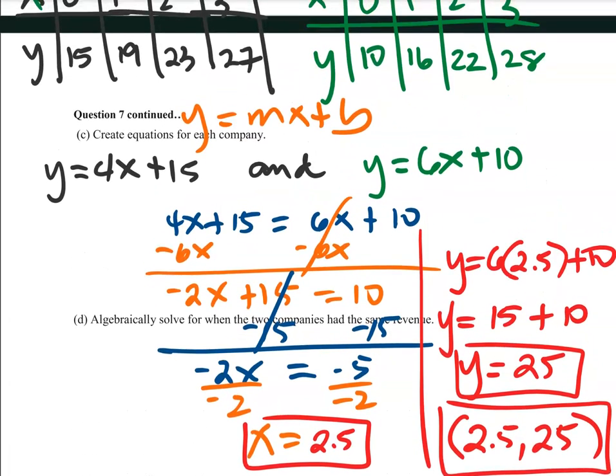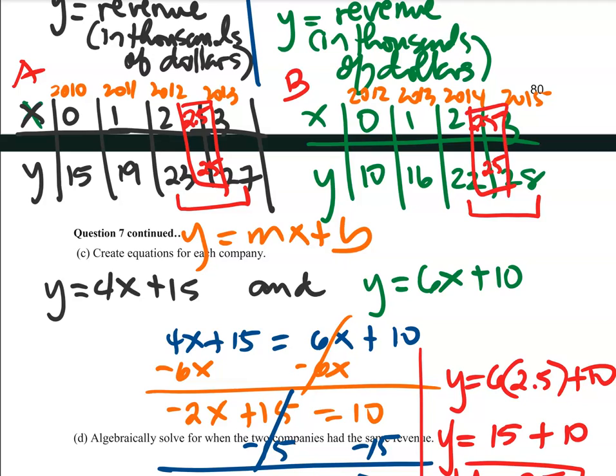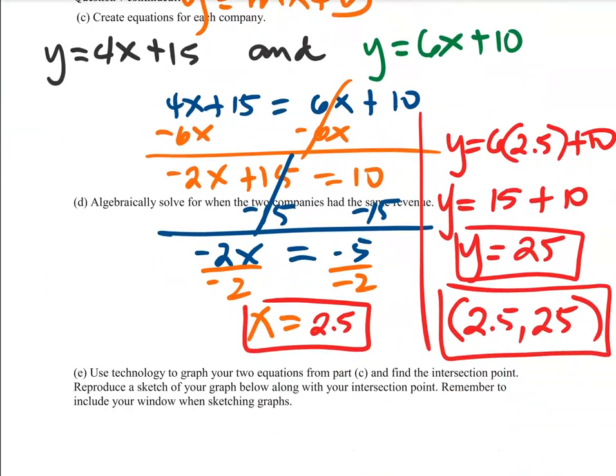And that is 25,000. So we can see here, I'm showing you the two tables here. This is company A and this is company B. If you add a 2.5 here, 2.5 here, between 23 and 27 is 25. So that is the revenue, 25,000. Same thing here, at 2.5 between 22 and 28 is going to be 25. So that's why they intersect at 2.5 and 25.